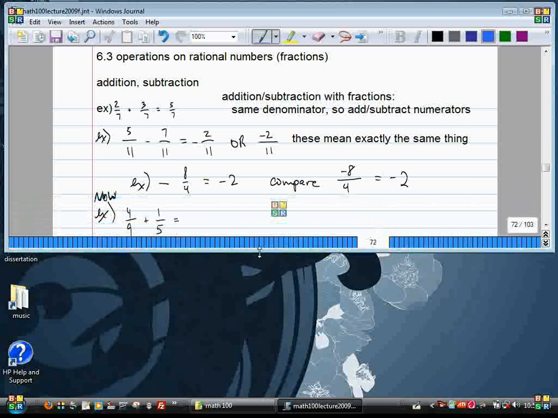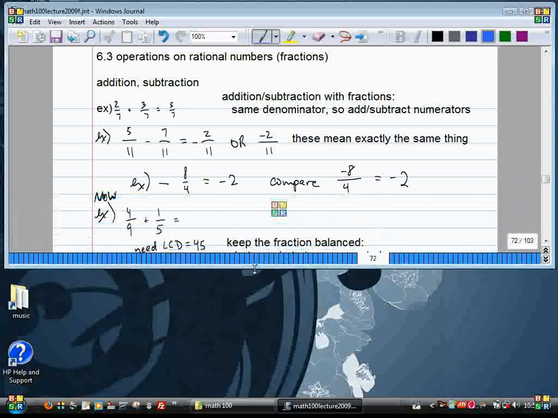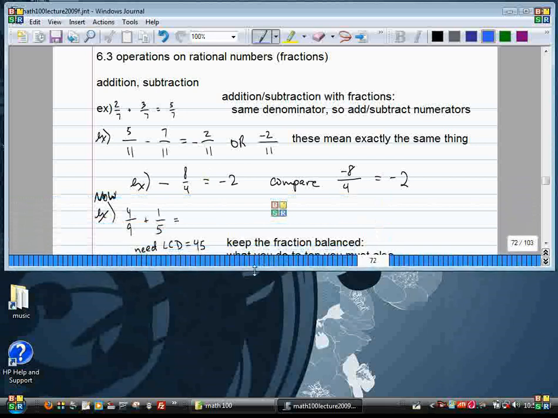Now, 4/9 plus 1/5. How do you do this problem? LCD, yeah. Right. And what is the LCD in this problem? 45. Right. In this case, it's easy to find the LCD because one denominator is 9, one denominator is 5. So the easy LCD in this case is just 9 times 5, which is 45.